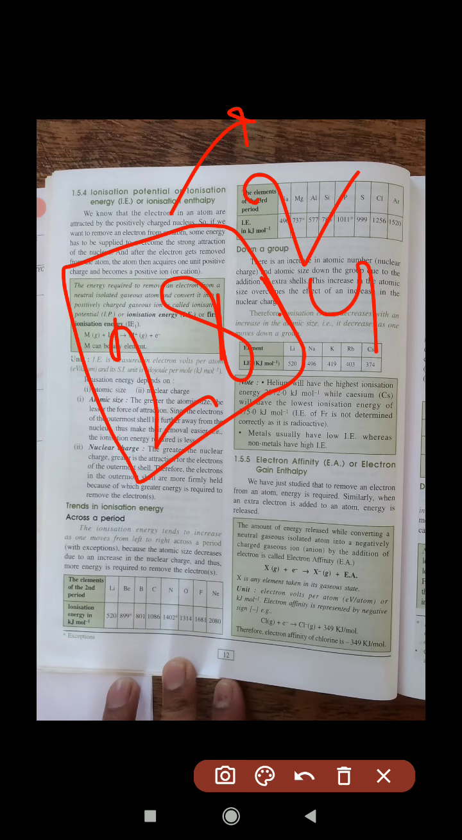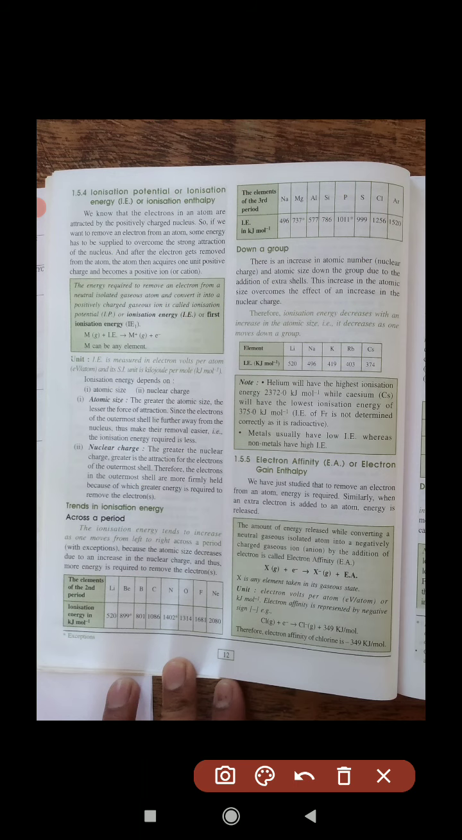Okay, so here you can see the first ionization energy for magnesium is greater than the second, because it will rapidly release the second electron to gain the noble gas configuration. So that is the idea to keep in mind for the calculation of ionization potential. Ionization potential also depends on atomic size and nuclear charge.